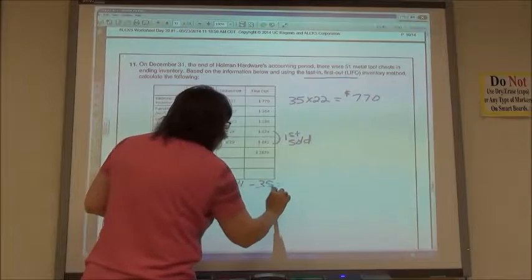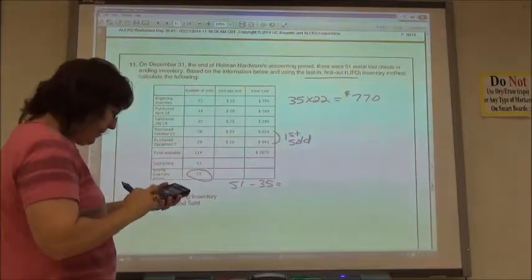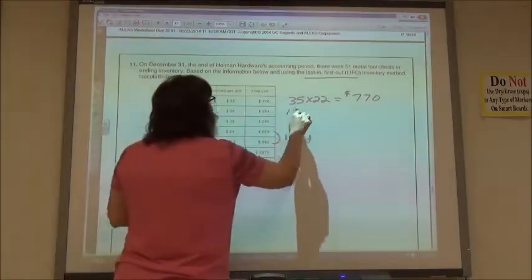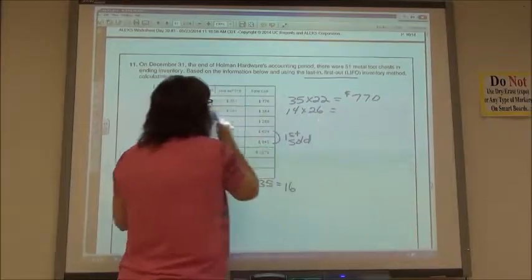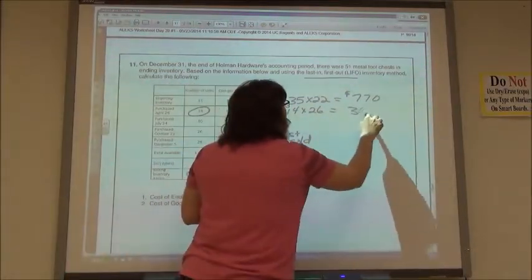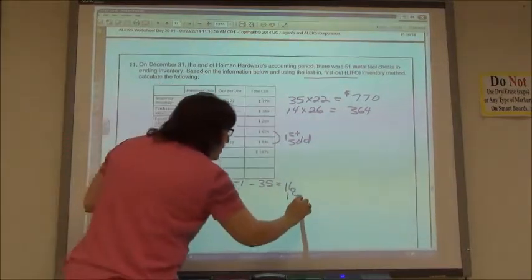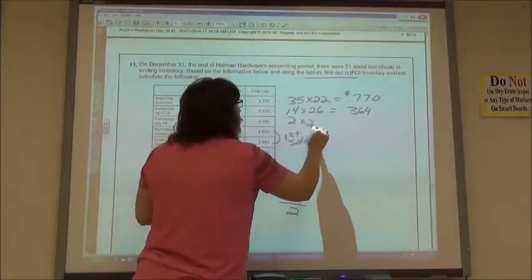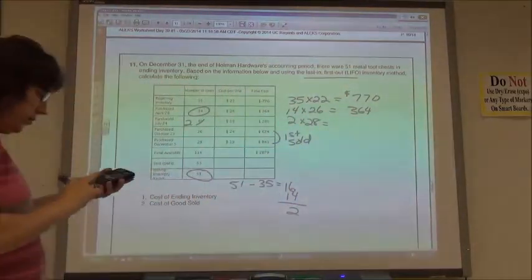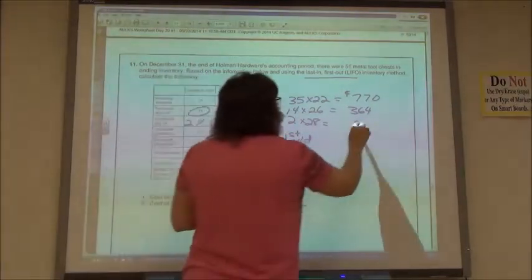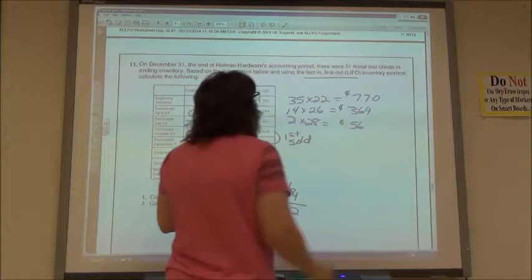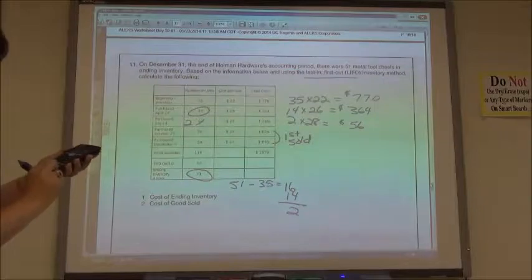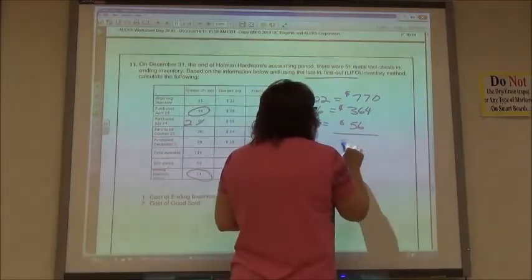51 minus those 35 from that first purchase means I still have 16 to account for, so that means I have all 14 of those left. 14 times $26 a piece would be $364. But then I only have 2 more from this purchase. 2 times 28 is 56. So the cost of my inventory, we have the 56, we have 364, and we have 770, and so $1,190.